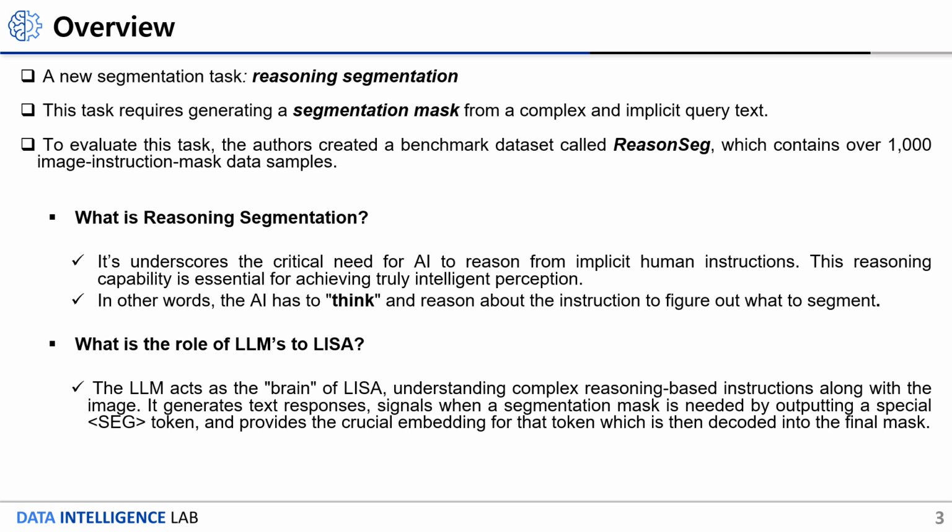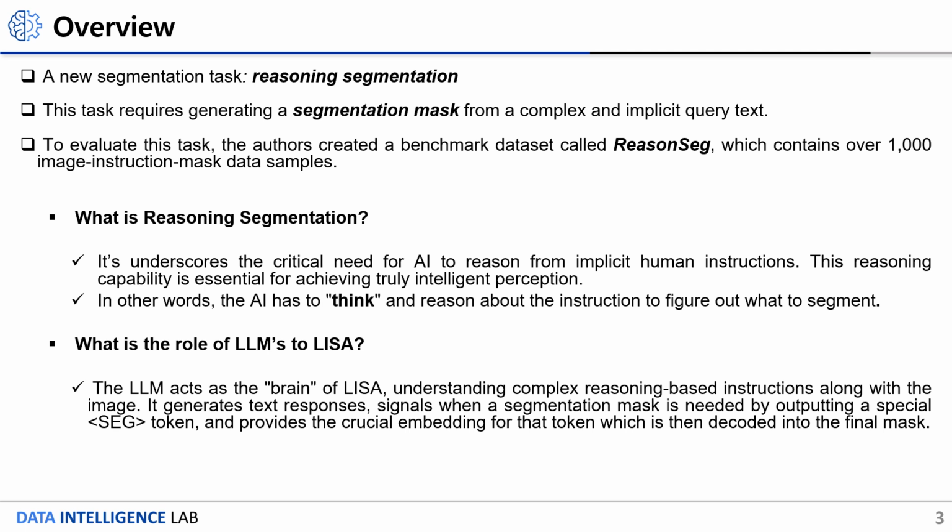The overview. A new segmentation task, reasoning segmentation. This task requires generating a segmentation mask from a complex and implicit query text. To evaluate this task, the authors created the benchmark dataset called ReasonSeg, which contains over 1,000 image-instruction-mask data samples.